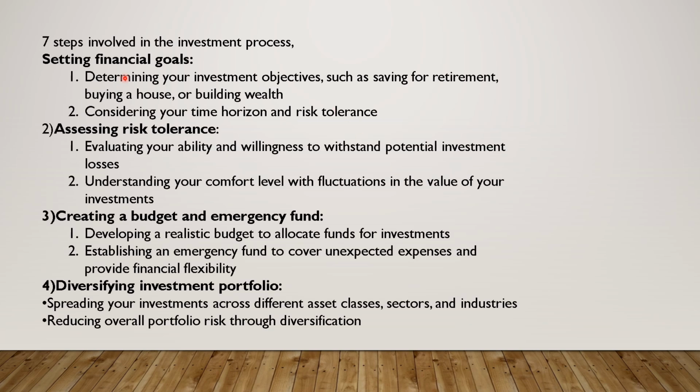At number 1, we have setting financial goals. This involves determining your objectives, such as saving for retirement. For example, your parents can invest to save for retirement. We have considering your time horizon and risk tolerance. When you set financial goals, you consider the risks that will be there.